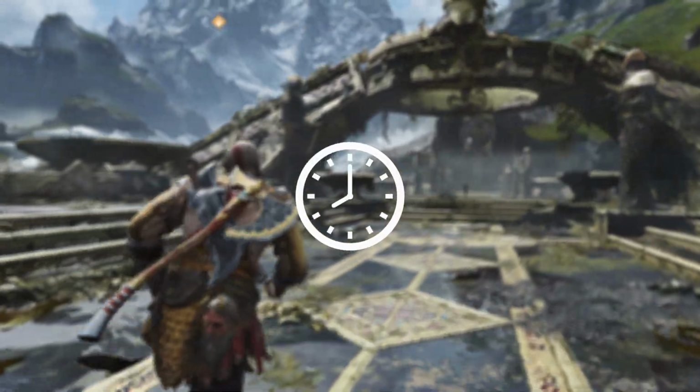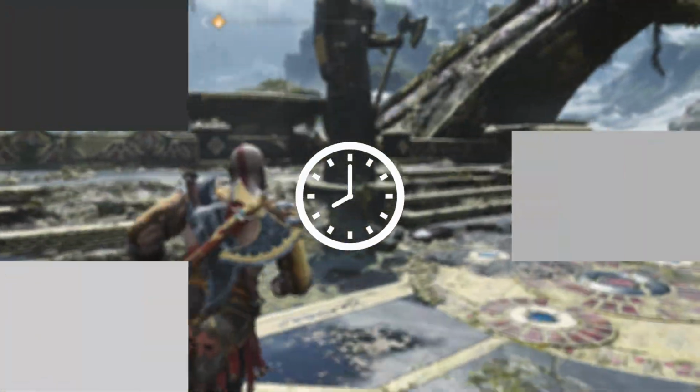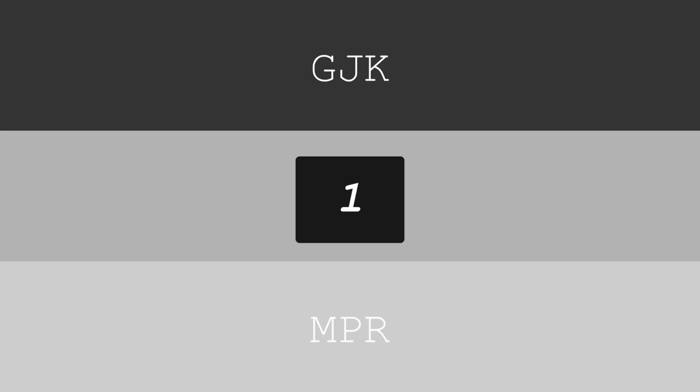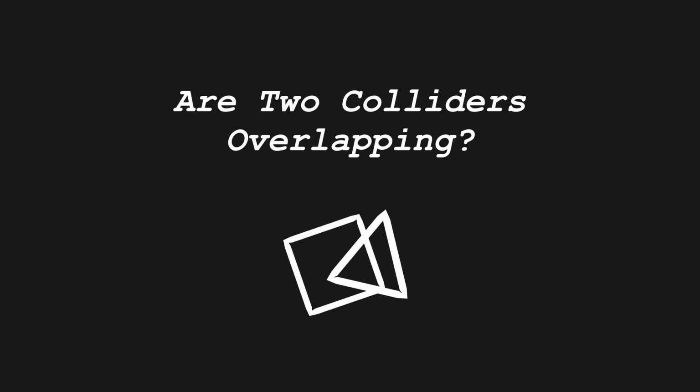Before we get into anything though, one idea we have to understand is that all collision algorithms aim at answering one question. Are two colliders overlapping? The collider being a shape in our world, defining the bounds of an object. So with that in mind, let's get into it.